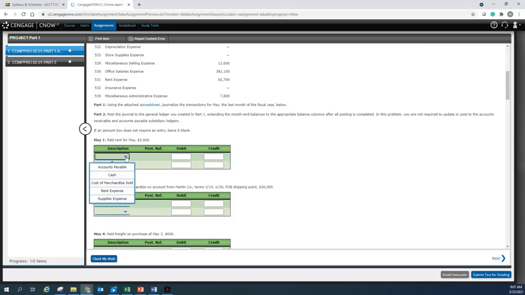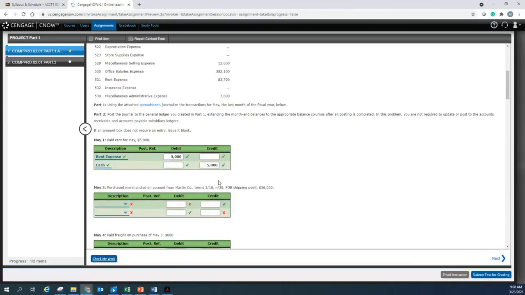It's really easy here because it's a drop-down menu. So paid rent, that's going to be cash. And it's pretty easy here because it's obvious it's going to be rent expense, $5,000 debit, and $5,000 credit to cash. Debit is to rent expense. Check my work. Yes, that's correct.